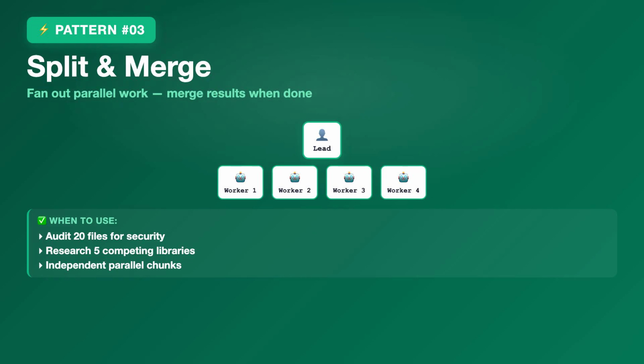When should you use split and merge? When the work is parallelizable, meaning the chunks don't depend on each other. The trade-off? Coordination. You need to merge the results into something coherent. And you can hit token limits fast.